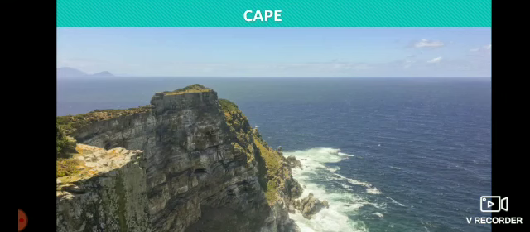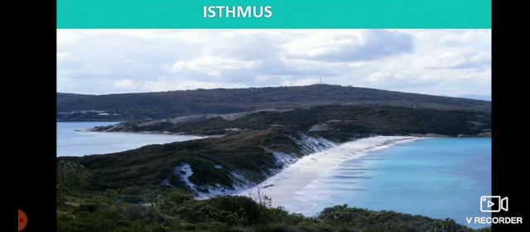Next, what you are seeing here is called a cape. What do you mean by cape? It is a pointed piece of land that sticks out into the sea. For example, we have Cape Comorin in Kanyakumari, Tamil Nadu. Next, you are seeing here an isthmus. It is a narrow strip of land that connects two large land masses that are surrounded by water.